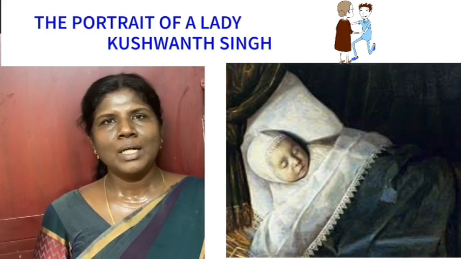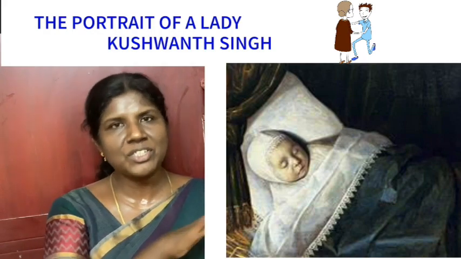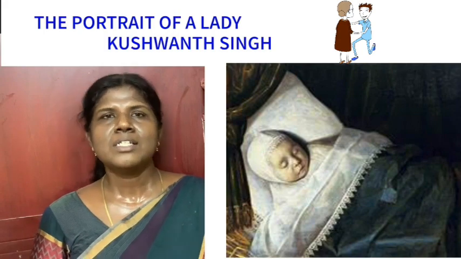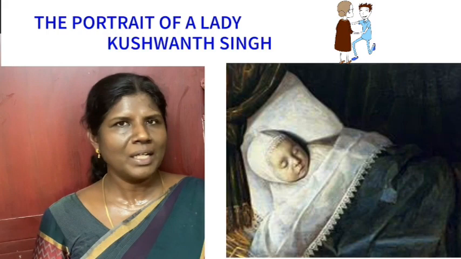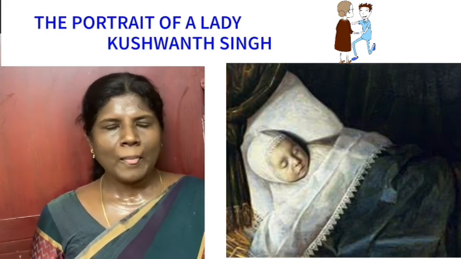Okay, now what did they do? They just covered her with a red shroud. What is the meaning of shroud, children? Shroud means cloth, or red color cloth, they cover her with it. And she was finally cremated. Cremated means they performed her last rites.